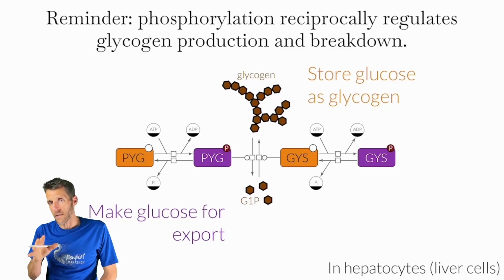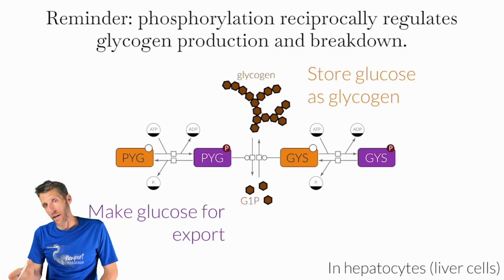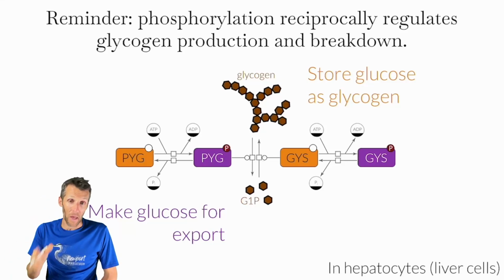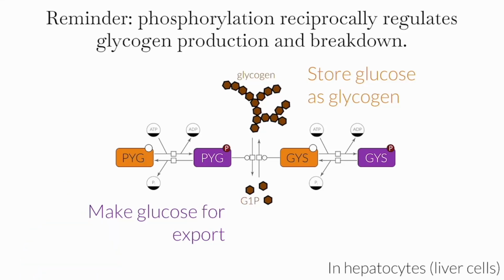We're going to start, as a model for how gluconeogenic regulation happens, by looking at how glycogen regulation works. Quick reminder that phosphorylation leads to reciprocal regulation of glycogen production and breakdown. Here I'm showing this central switch for glycogen being formed, which is saying store glucose as glycogen, and glycogen being broken down, which is make glucose for export. Those are the two possible things, at least in a liver cell.